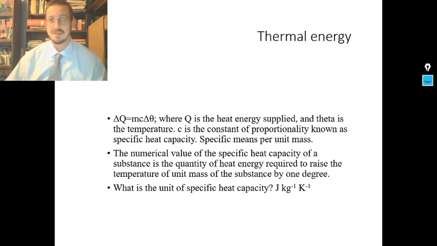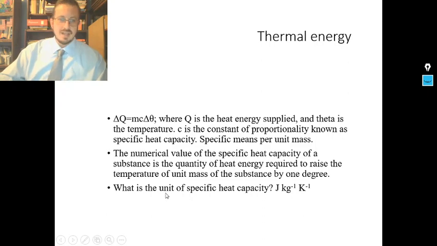And so the sand feels very hot on your feet while the water is very cool, even though the same amount of energy is incident upon both of those things. In this slide, it asks us, what is the unit of specific heat capacity? And then the answer is sort of given right there.